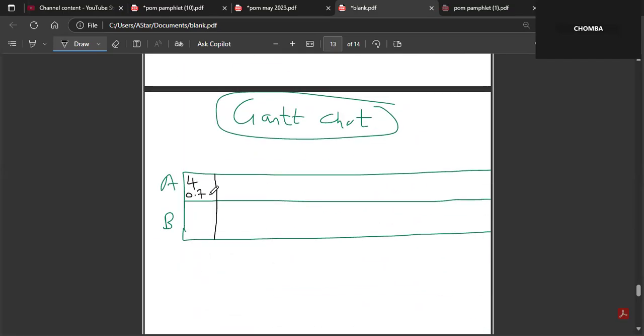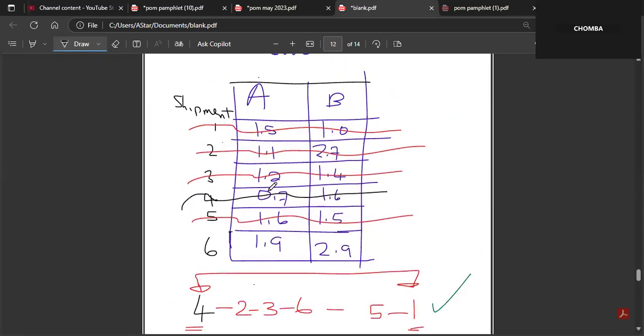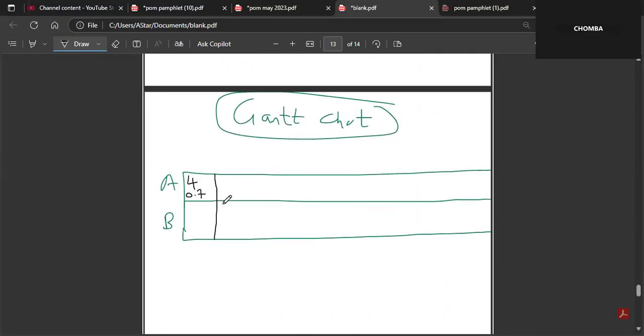Are you with me? It's taking 0.7, right? So these people are waiting for this job to fully complete. At this point, they are idle, waiting for the same job. It's still running. If they are printing this job, then the people who bind it should wait. Is that okay?